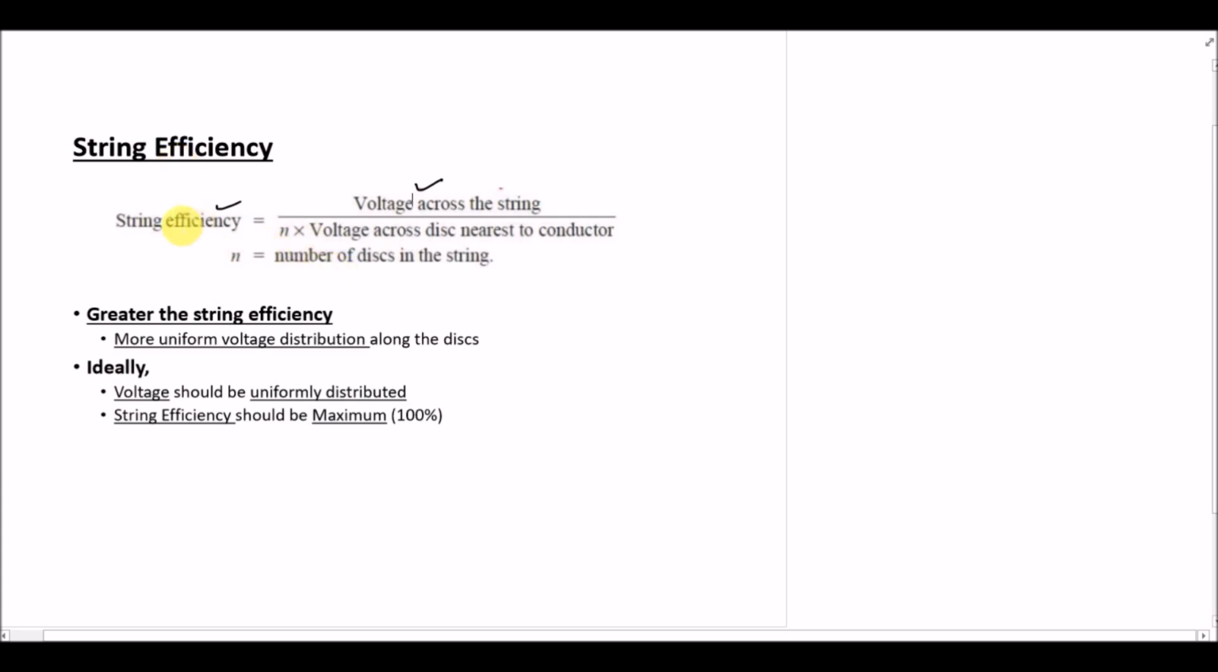And if string efficiency is larger, it means that the voltage is equally distributed among all the different discs. So the string efficiency is actually the ratio of the voltage across the string and the multiplication of the total number of discs with the voltage across the disc which is nearest to the conductor.